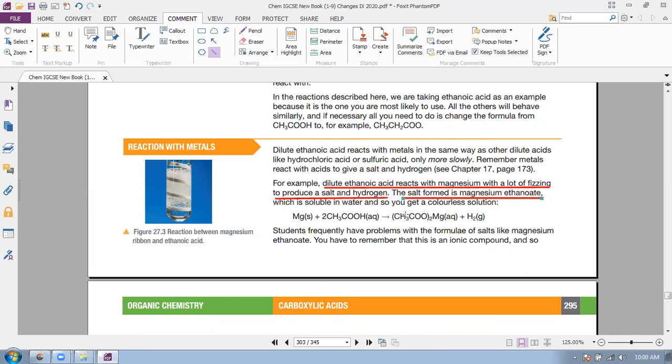Look at this structure, magnesium ethanoate, which is soluble in water. It's an ionic compound and is soluble in water, and so you get a colorless solution. Magnesium ethanoate: here there are 2 ions. One is the magnesium ion and one is the ethanoate ion. Ethanoate ion is CH3COO minus. That is the ethanoate ion, and this is the style to write magnesium ethanoate. Ethanoate ion first, magnesium later on. Remember this.